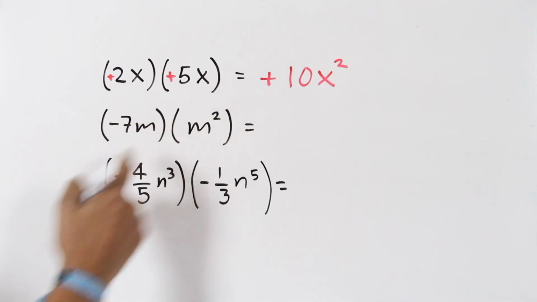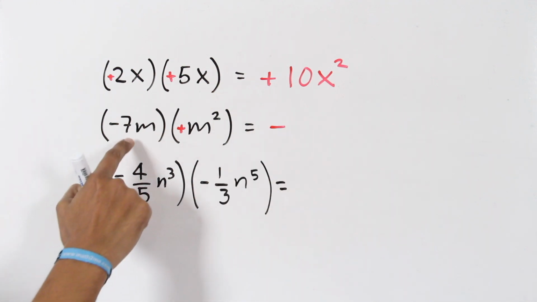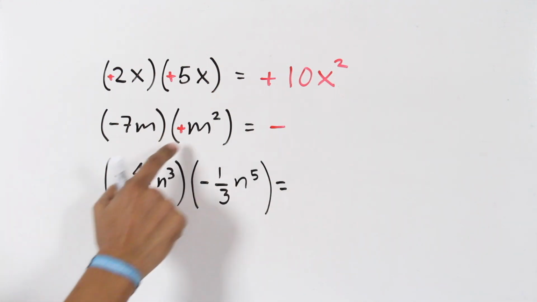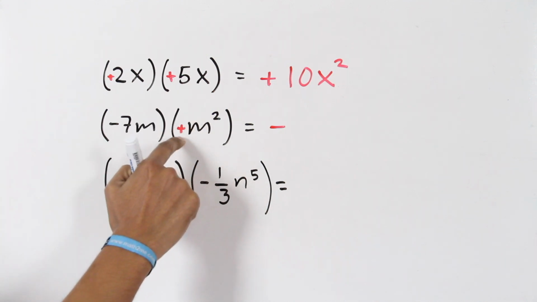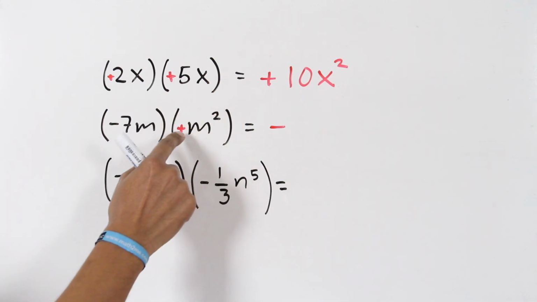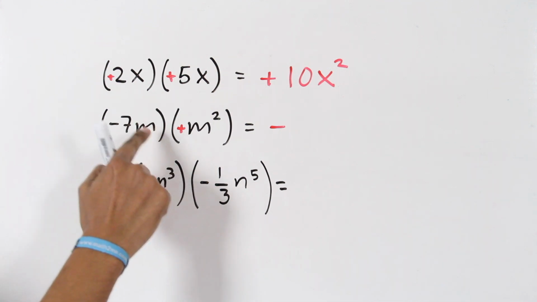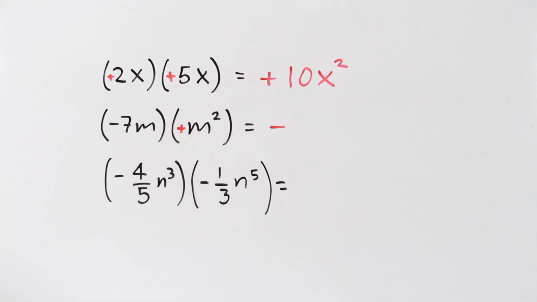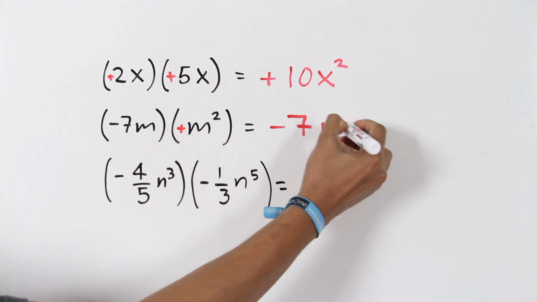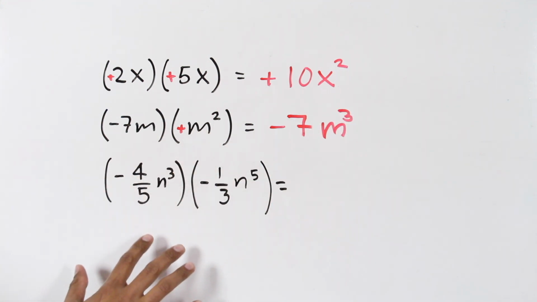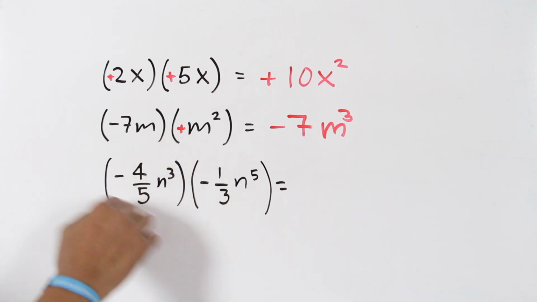Negative times positive equals negative. Now multiplying the coefficients. As you can see, there is no number here, but in this case it means that the term has the number 1 as coefficient. 7 times 1 equals 7. m times m squared equals m cubed. And this procedure is the same with whole numbers or fractions.